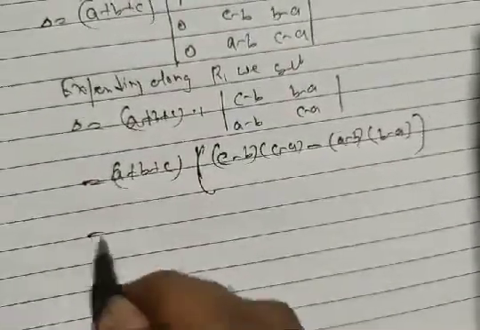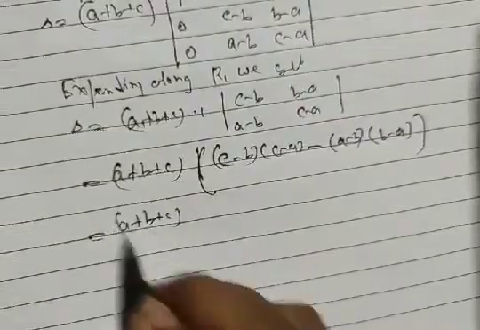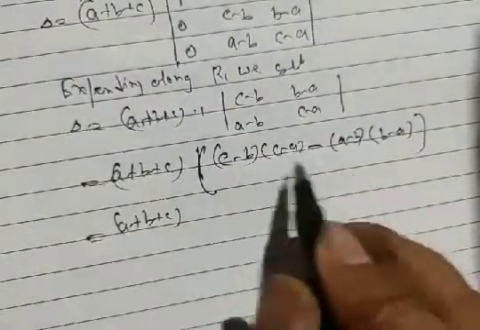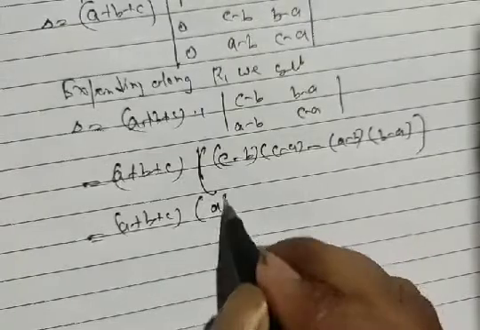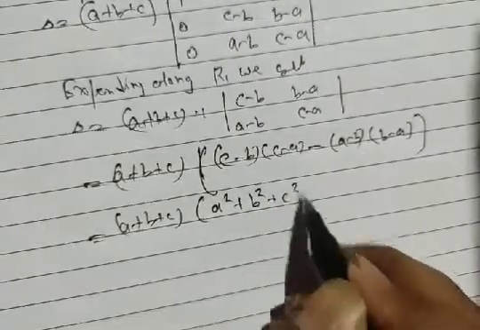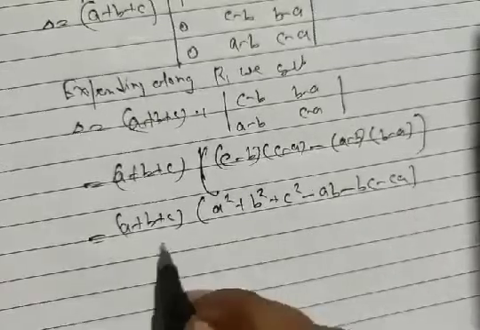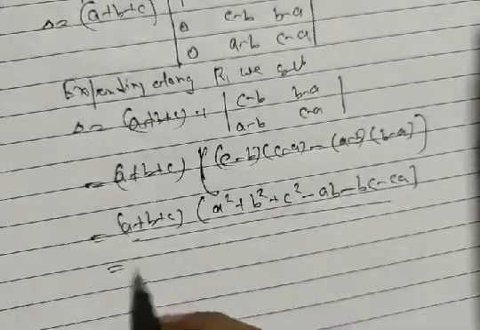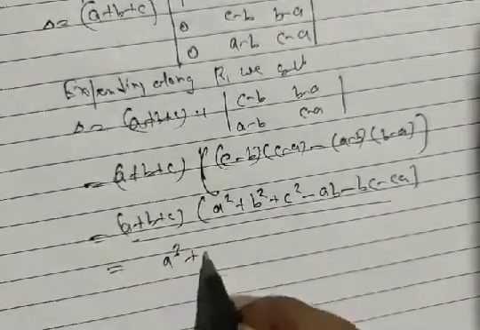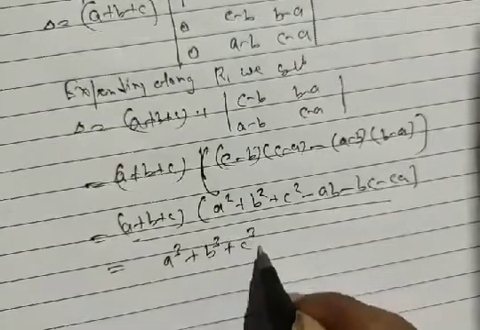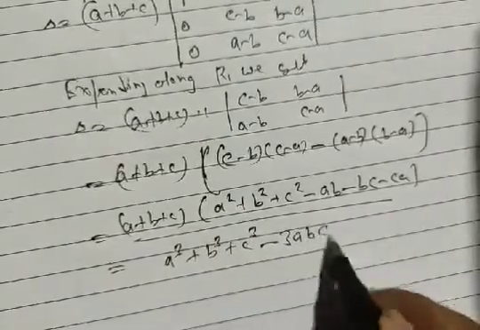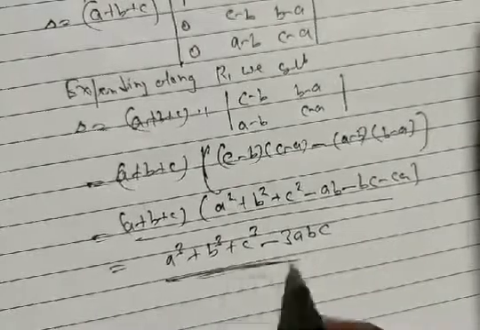When we multiply and solve it, we get a square plus b square plus c square minus ab minus bc minus ca. Now this is our identity, which converts to a cube plus b cube plus c cube minus 3abc. This is our required result.